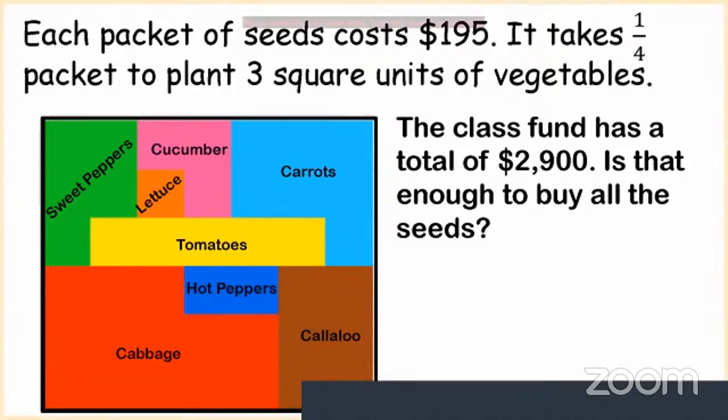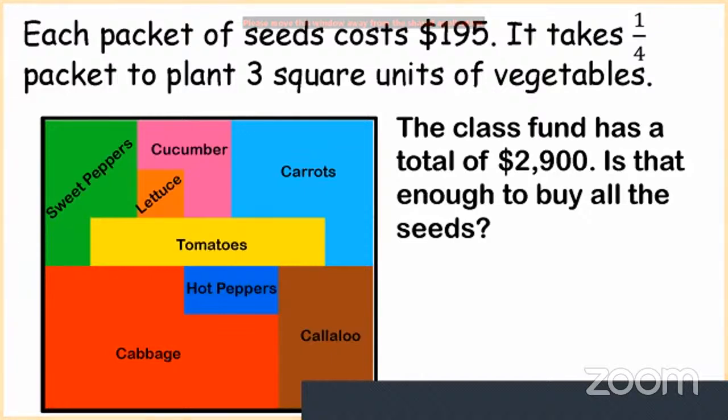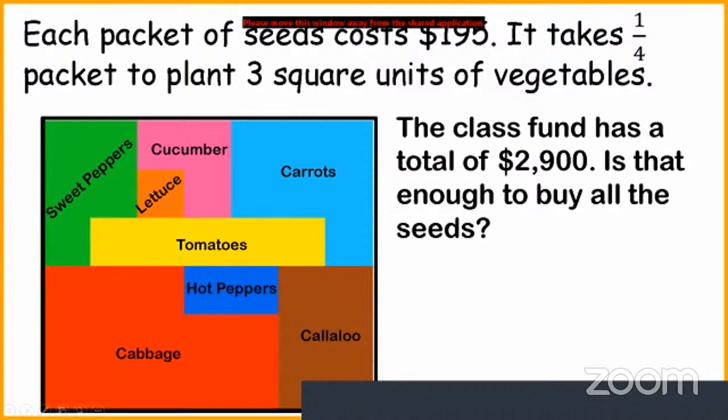Yes, Jamari? Which part should we use to figure out the answer? All right, so if it says that the class fund has a total of $2,900, and I want to know if it's enough to buy all the seeds. What we would have done before is check how many packets are needed to plant carrots, how many packets are needed to plant sweet peppers. So if you're able to check how many packets are needed to plant lettuce, cucumber, tomatoes, hot pepper, cabbage, and callaloo, you now need to use that information to figure out if $2,900 would be enough to buy seeds for all the vegetables in this garden.